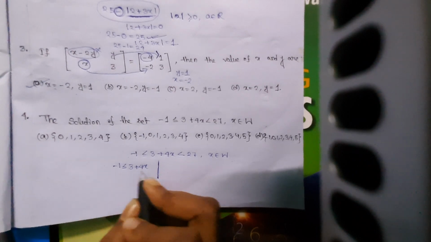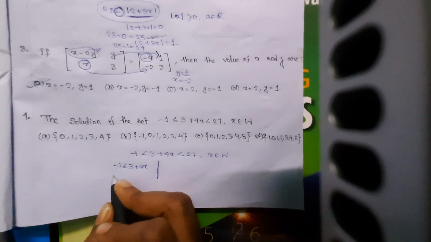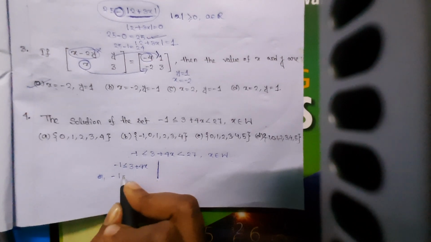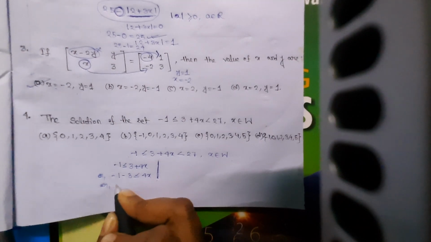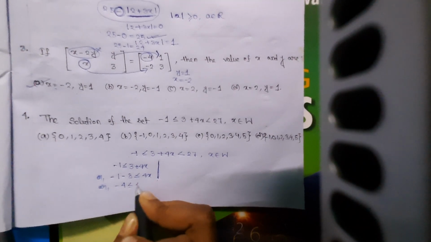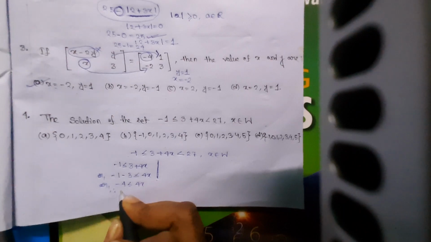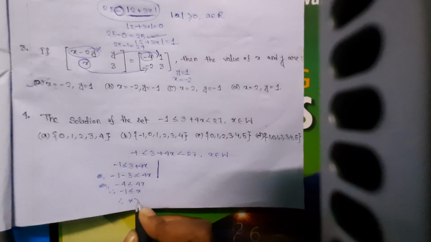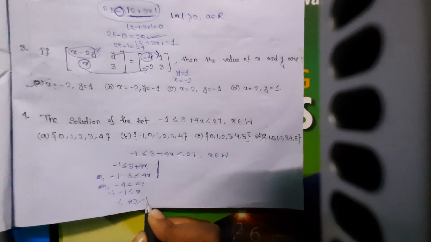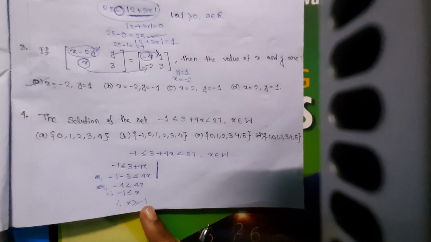From this, just take this 3 to the left hand side, you get minus 1 minus 3 is less than or equal to 4x. Or you can conclude minus 4 is less than or equal to 4x. Or you can say minus 1 is less than or equal to x. That is, x must be greater than or equal to minus 1.